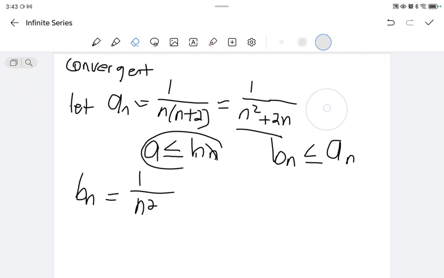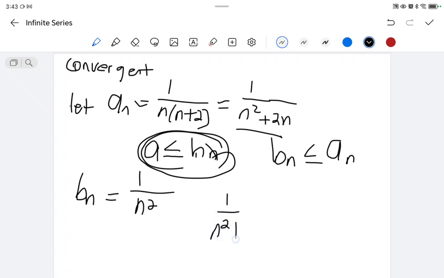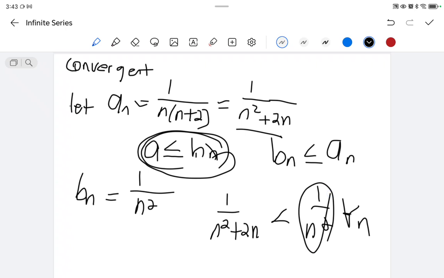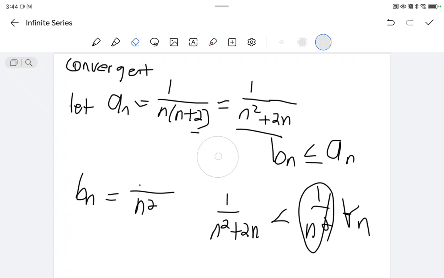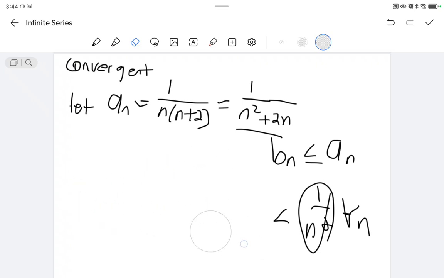So now we see that we can take this. So we must now say, this is what you must say in the rule: 1 over n squared plus 2n will be less than 1 over n squared for all n. Then you check what is Bn. Is it convergent or not? So let me erase here and write that. We know that we are going with this one. Let me show you how we're going to write the solution.